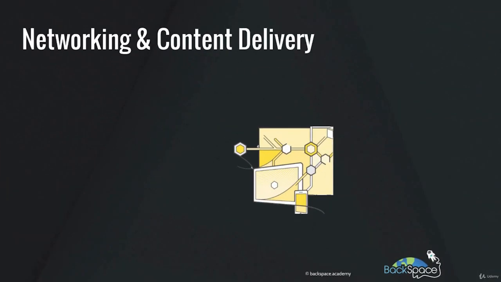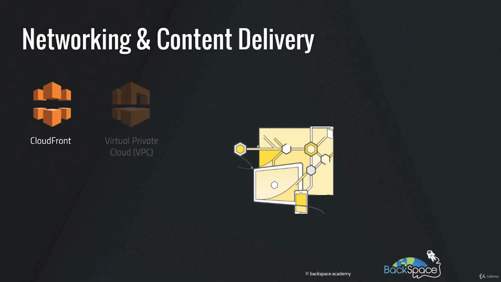So now we'll have a look at the networking and content delivery services. Amazon CloudFront is a global content delivery network, or CDN for short, that securely delivers your frequently requested content to over 100 edge locations across the globe. And by doing this, it achieves low latency and high transfer speeds for your end users. It also provides protection against DDoS attacks.